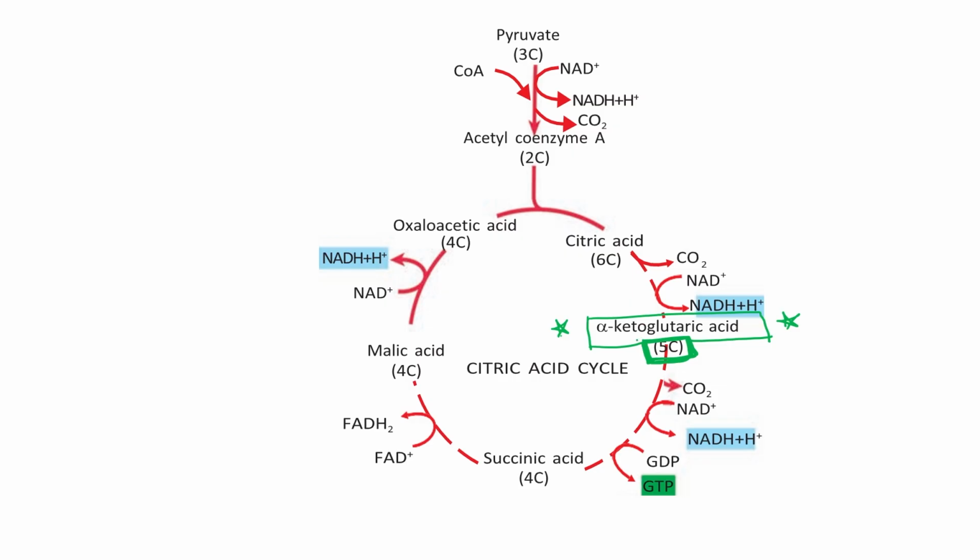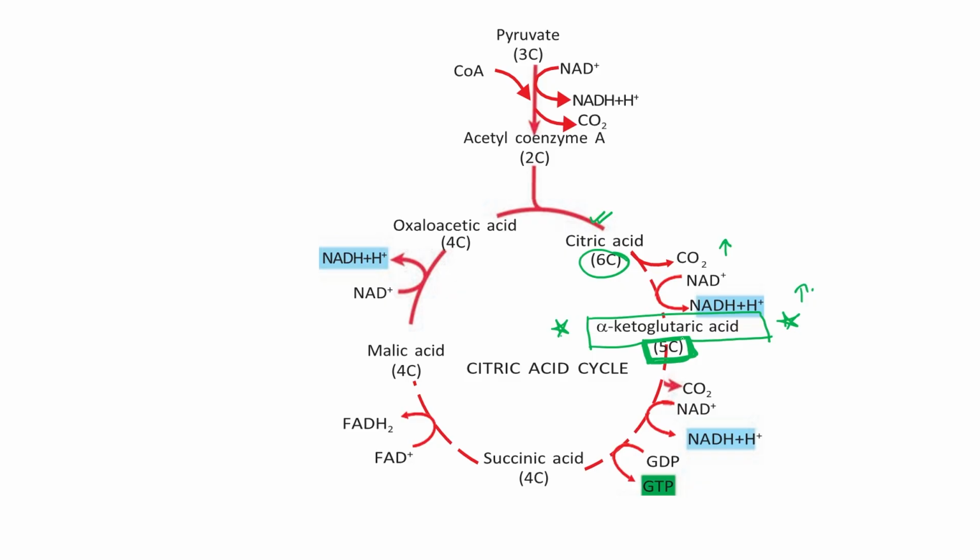Alpha ketoglutaric acid is the only acid present in this cycle having 5 carbon in it. After this, all the acids are 4 carbon molecules. We have already discussed that citric acid is a 6 carbon molecule. So obviously, for the formation of alpha ketoglutaric acid, citric acid must remove 1 carbon as carbon dioxide, and on this step 1 molecule of NADH has also been produced.